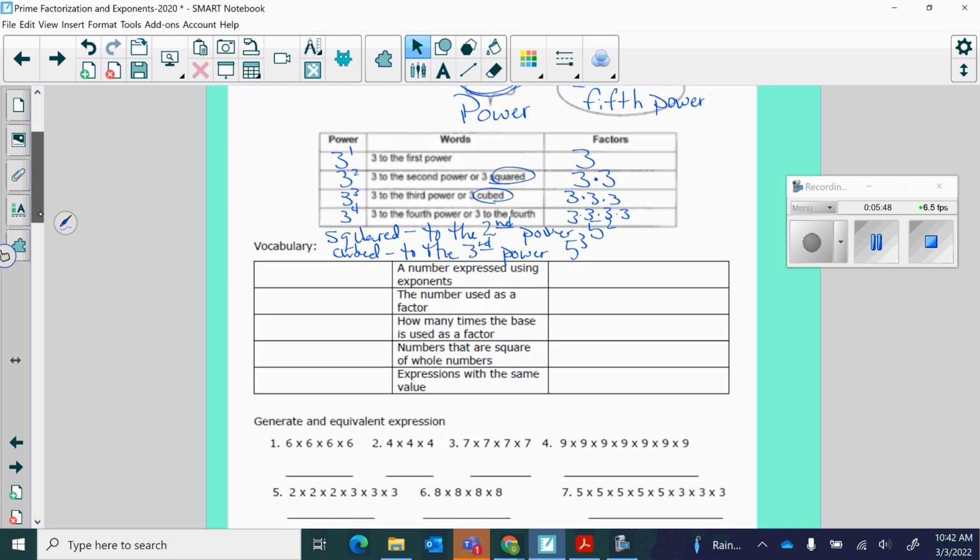Okay, so let's keep talking about the vocabulary. We've already talked about it, but now we're putting it side by side for you. And a number expressed using exponents, what would we call that?